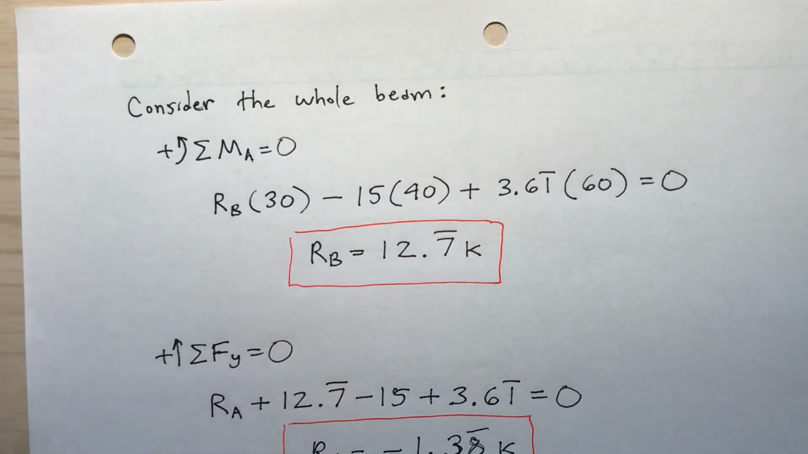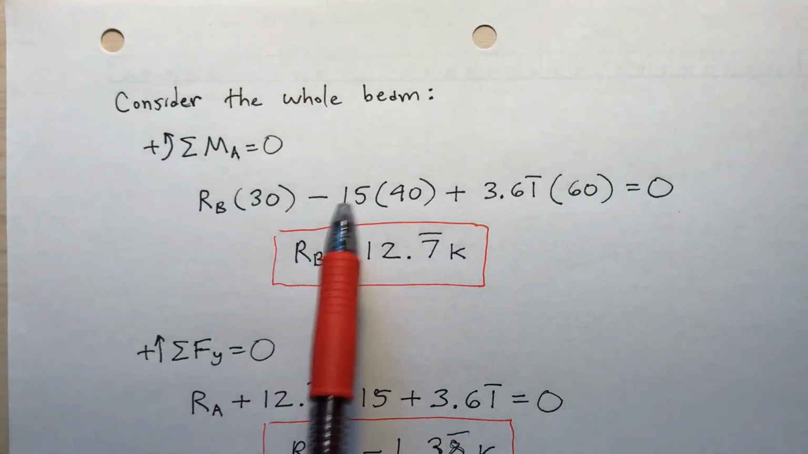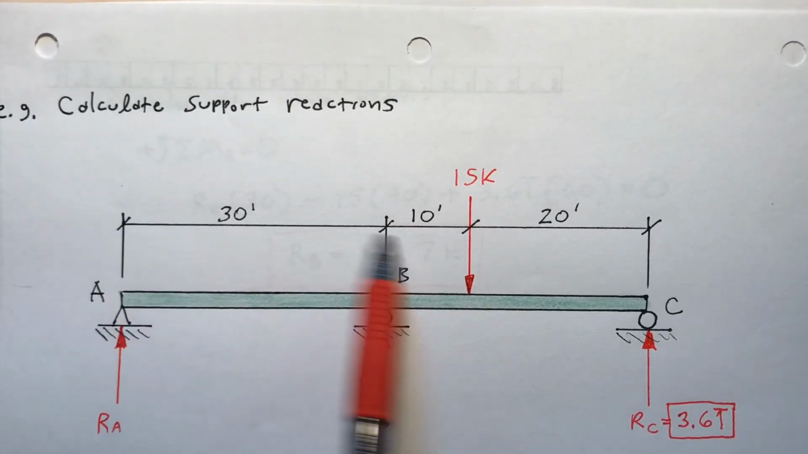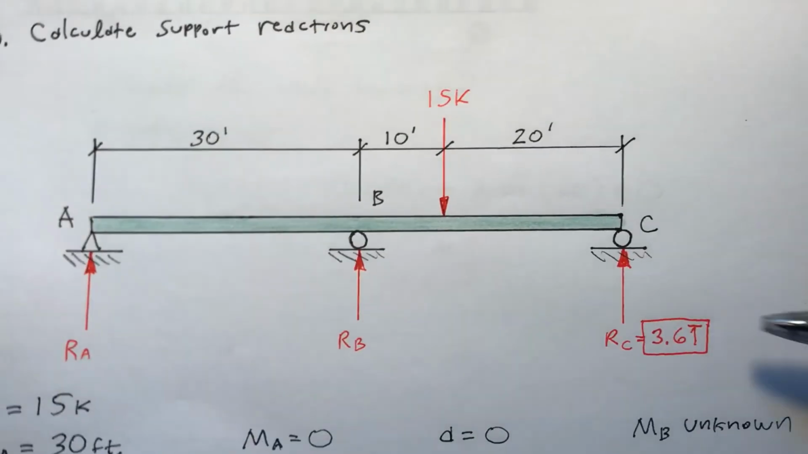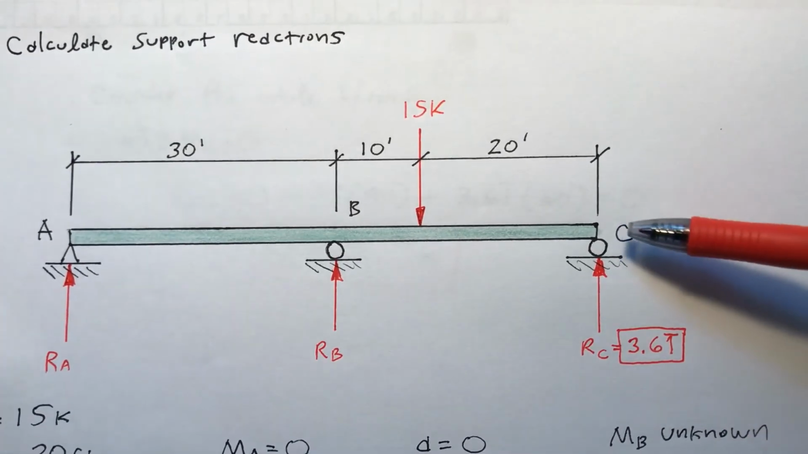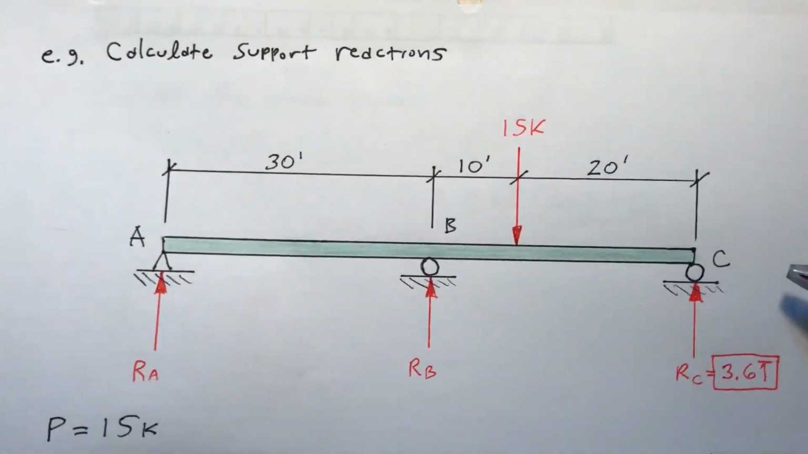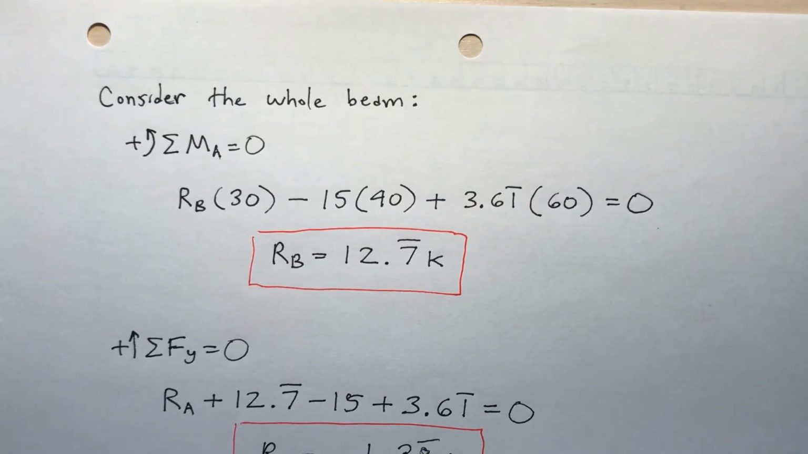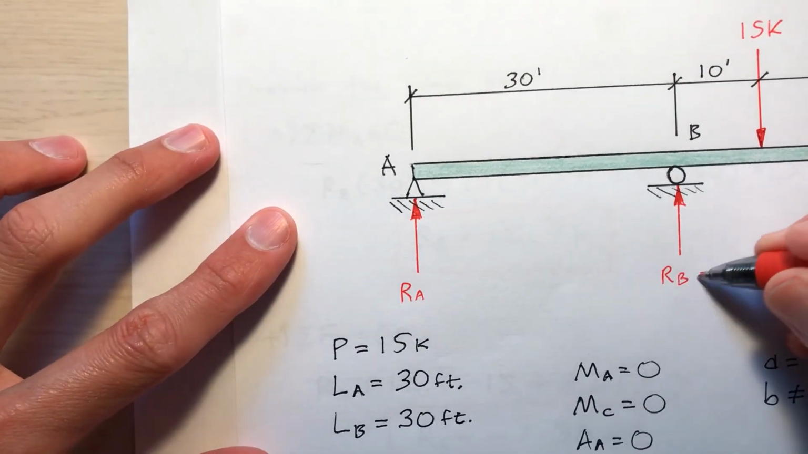R sub B times 30. So R sub B is right here, times moment arm 30, minus 15 times 40. So that's this 15 kip times moment arm 40, plus 3.61 times 60. So that's that reaction at C that I just found using the 3-moment equation, R sub C times 60, the entire length of the beam. So I find that the reaction at B is 12.7 with a 7 repeats. 12.7. I can write that in here.